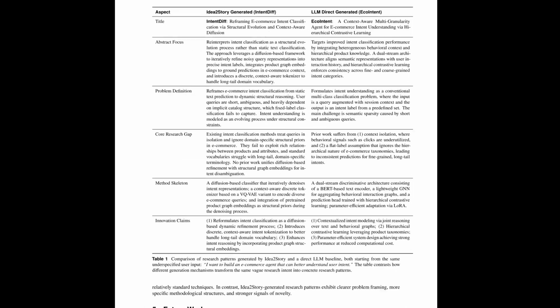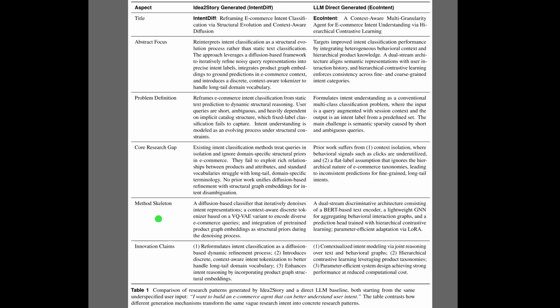So, having visualized the graph structure, Table 1 puts the system to the test in a head-to-head comparison. Both Idea2Story and a standard large language model were given the same vague prompt: I want to build an e-commerce agent. The middle column shows that Idea2Story generated intent diff, a proposal that creatively reframes classification as a diffusion process. In contrast, the right column shows the baseline's eco-intent, which falls back on conventional contrastive learning. Looking at the problem definition row, we see Idea2Story successfully shifted the paradigm to dynamic reasoning, whereas the baseline stuck to a standard multi-class classification setup.